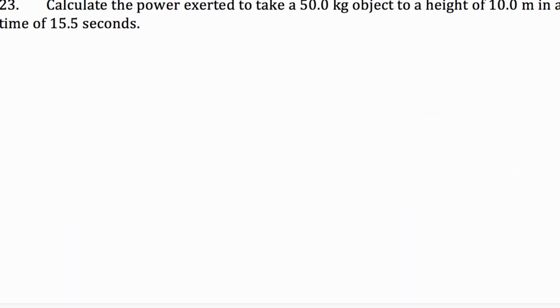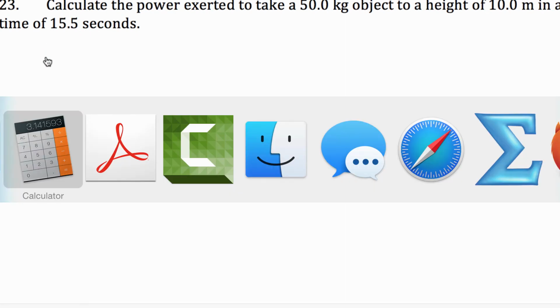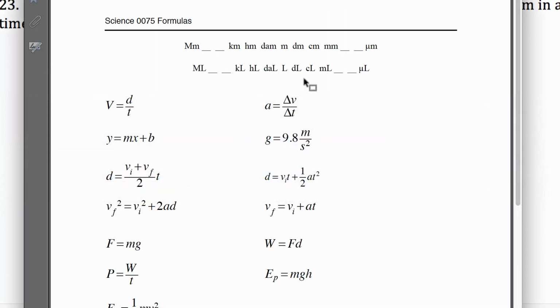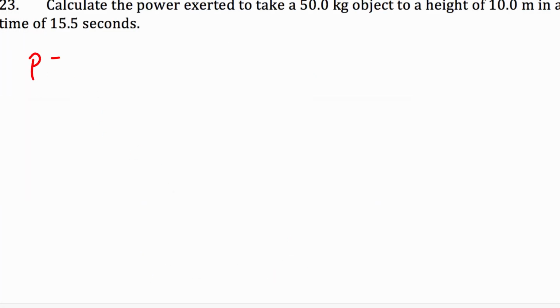Good question. All right, calculate the power exerted to take a 50 kilogram object to a height of 10 meters in a time of 15.5 seconds. Another great question. So from my formula sheet, power, where's power? Power is equal to work over time. Here we go. Power is equal to work over time.